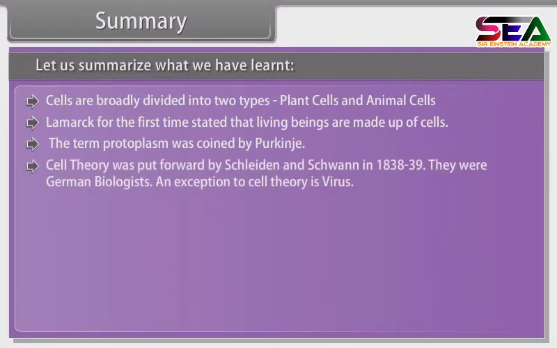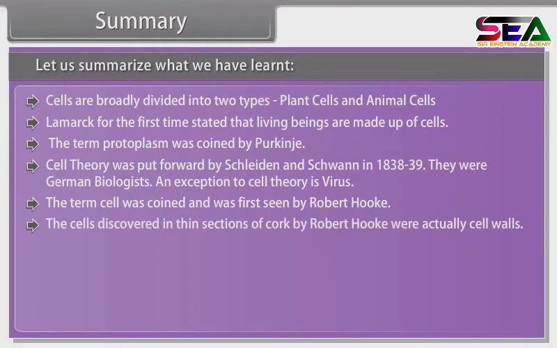Cell theory was put forward by Schleiden and Schwann in 1838 to 1839. They were German biologists. An exception to cell theory is virus. The term cell was coined and was first seen by Robert Hooke. The cells discovered in thin sections of cork by Robert Hooke were actually cell walls. Nucleus was discovered by Robert Brown.